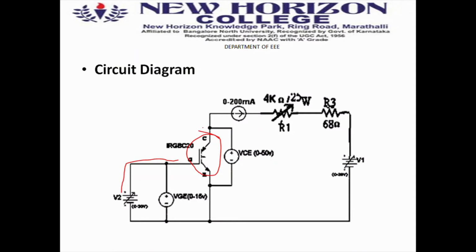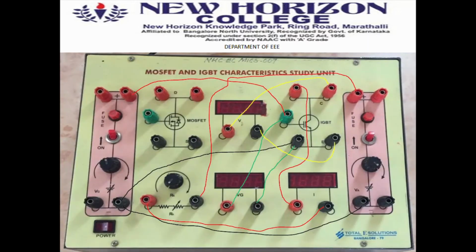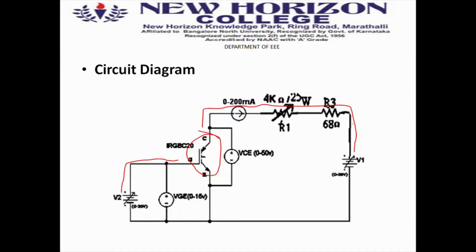Now again from collector it goes to ammeter, ammeter to resistance, resistance to V1. This is also given with a red color wire. From this collector goes to ammeter, ammeter goes to resistance, then from resistance it goes to the positive of the voltage source. So that connection is also done.